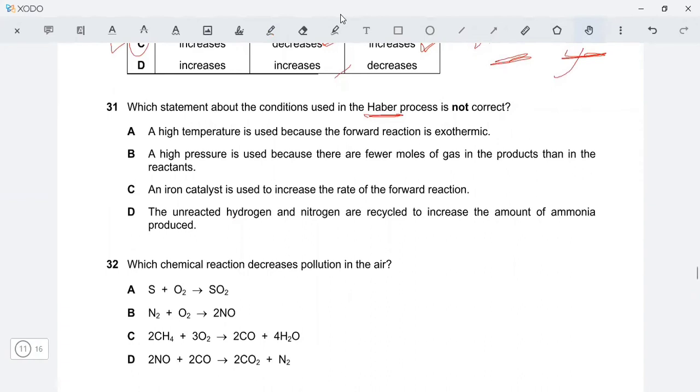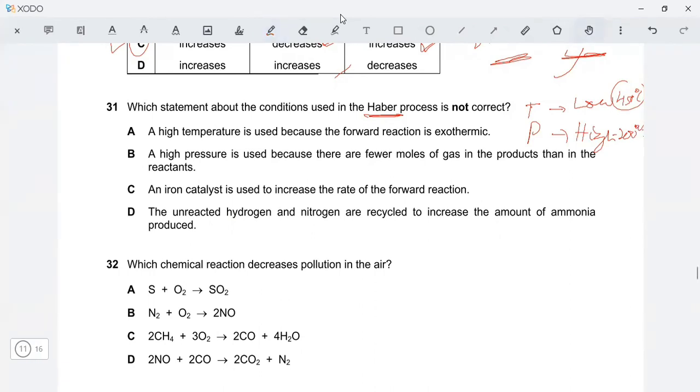A, high temperature used because the forward reaction is exothermic. Look at the Haber process, the manufacture of ammonia, the conditions: how many conditions did you learn about? Temperature, pressure, catalyst, right? Promoter. Temperature. Do you remember temperature was low? Pressure was high. Low means it's not too low. So a compromise temperature was taken, but it was low. It was about 450 degrees centigrade, right? Pressure was 200 atm. So high pressure was taken, temperature was low.